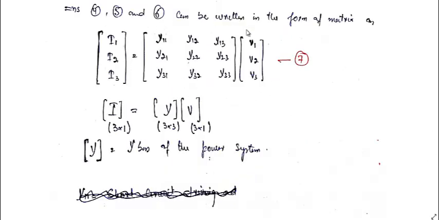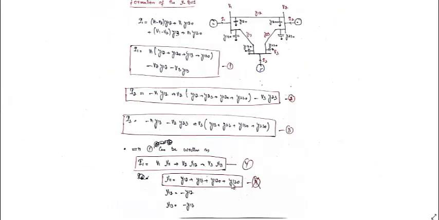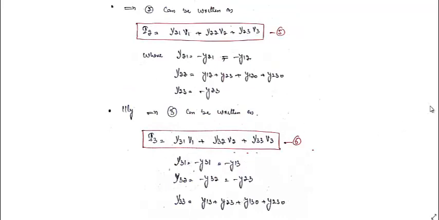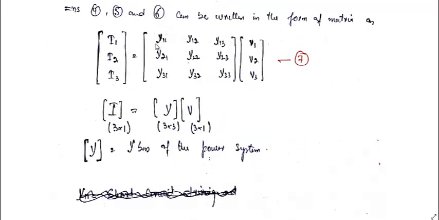So equations 4, 5, 6 can be written in terms of a matrix. We have I1, I2, I3, and Y11, Y12, Y13, Y21, Y22, Y23, and so on. In compact form this can be represented by I bus equals Y bus times V bus, where I is a 3 cross 1 vector, Y is a 3 cross 3 matrix, and V is the bus voltages, 3 cross 1. This Y is the Y bus of the power system.